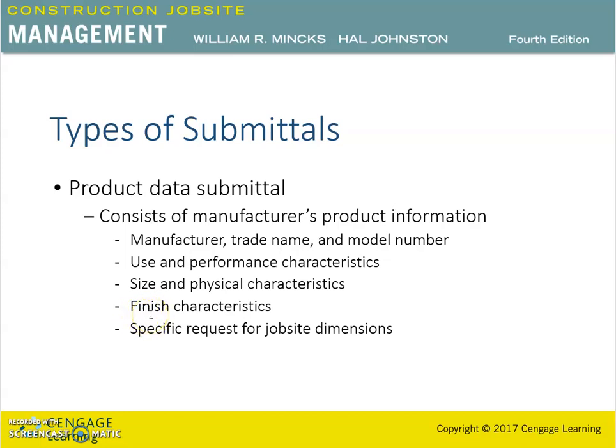Finish characteristics. The architect should review the available finishes and select the appropriate finish. If the finish was not previously specified in the documents, the contractor should confirm that finish requirements in the specification are being met by the product. And the specific request for job site dimensions. Some material is custom fabricated to job conditions, requiring dimensions from the job site. These job site dimensions are provided by the contractor prior to the release of the product for manufacture.